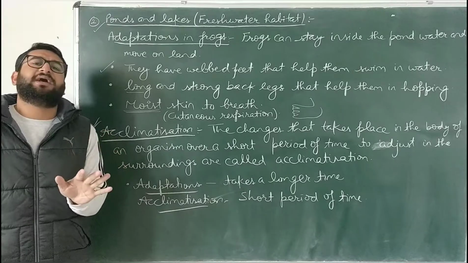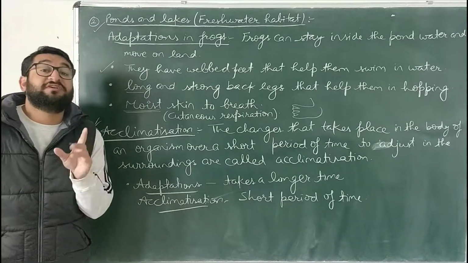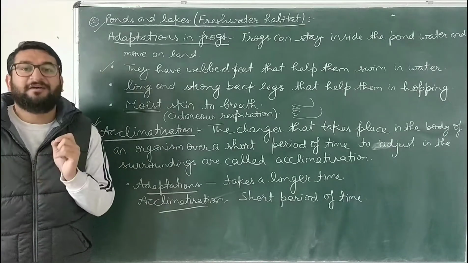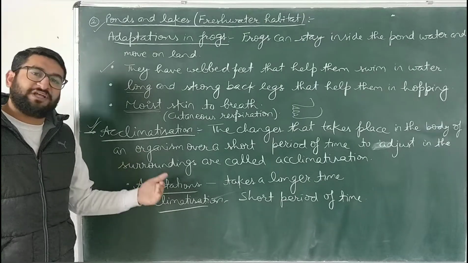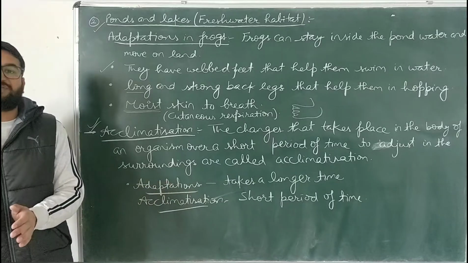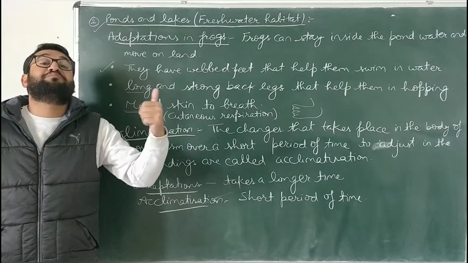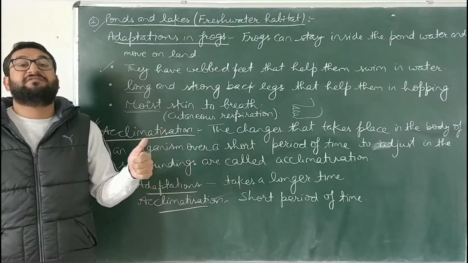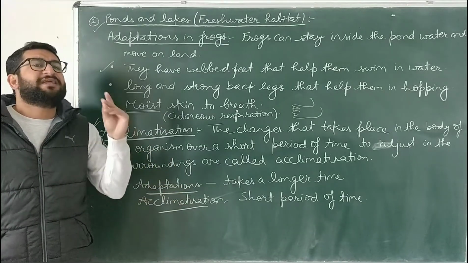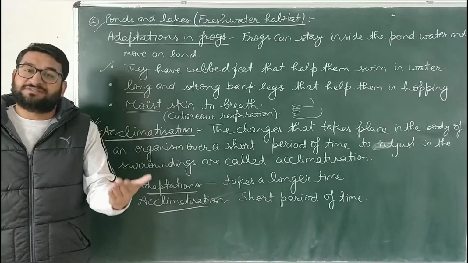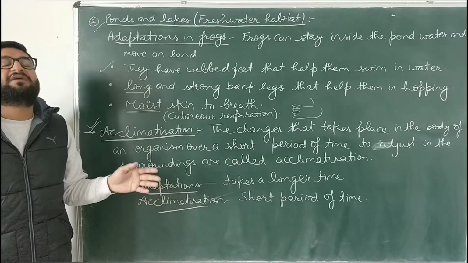दोनों का काम एक ही है. They help the organism to live in the surroundings very well. But acclimatization occurs in a very short period of time, whereas adaptations take a very long period of time. Adaptations come in a very slow and gradual process, whereas acclimatization is a very quick and abrupt process. So that is what acclimatization is.